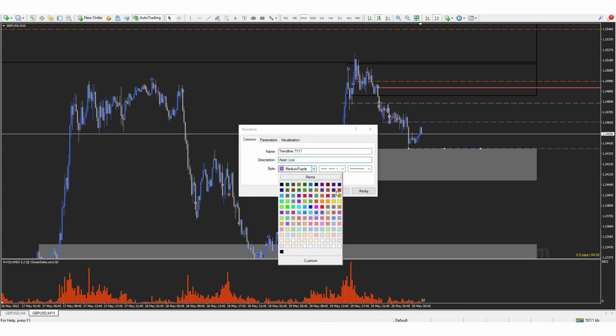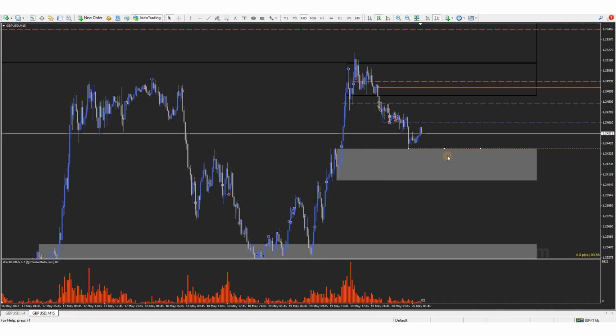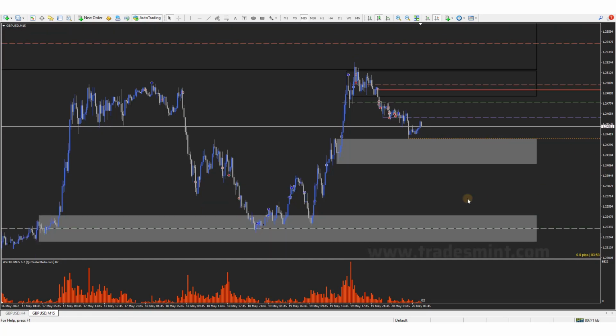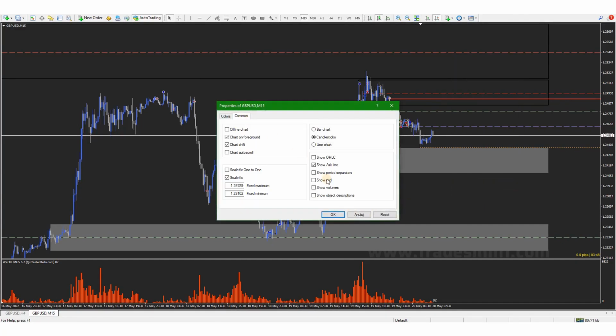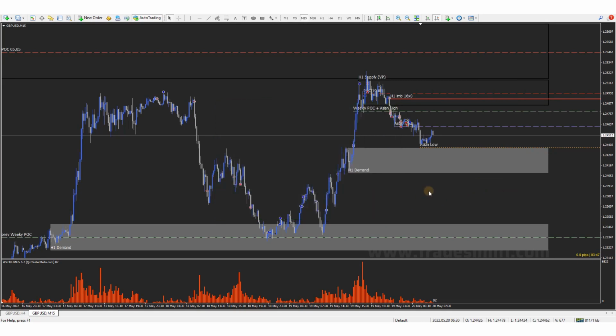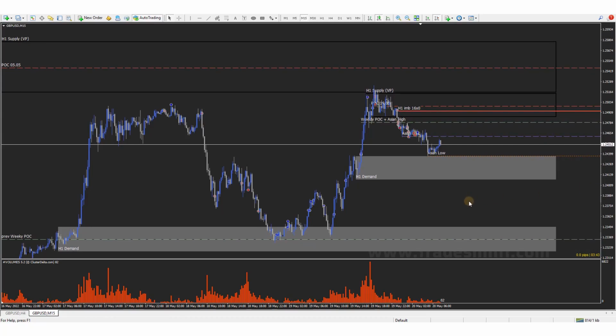Asian low, I like to make this an orange line with small dots. Yeah. And just now properties to show object descriptions, and I am set to the day.